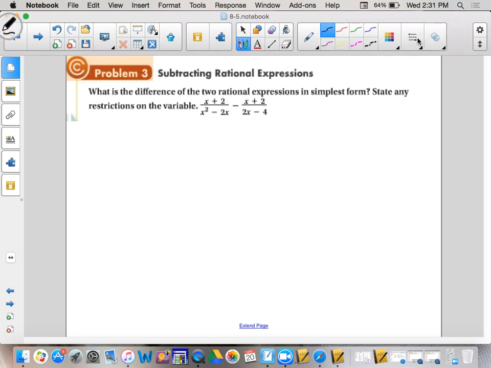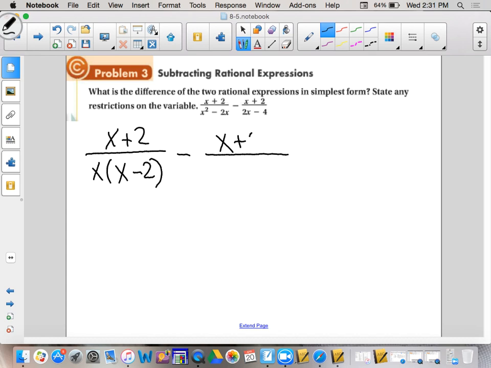So let's look at this one. Let's get it in complete factor form. I got x plus 2 on top. On bottom, I have x squared minus 2x. Can I factor something out? An x. What am I left with? x minus 2, minus, I've got an x plus 2 on top. Can't do anything with that. And on bottom, I have a 2x minus 4. Can I factor something out? A 2. What am I left with?